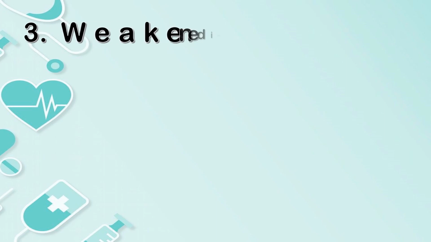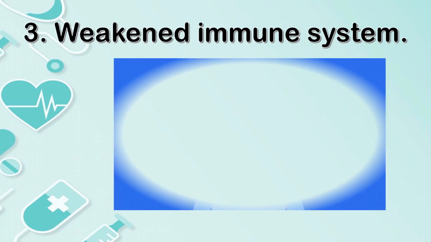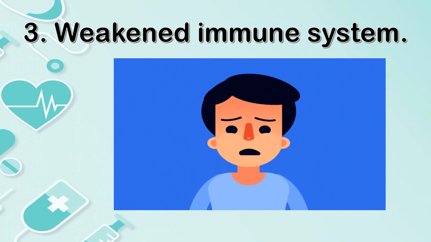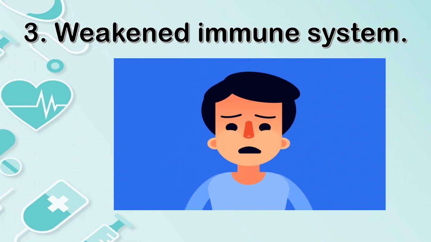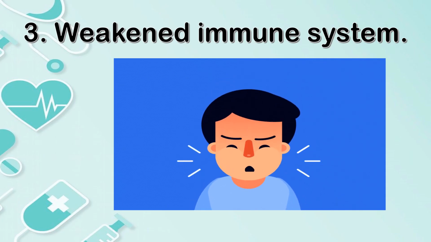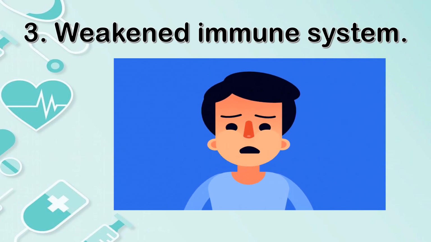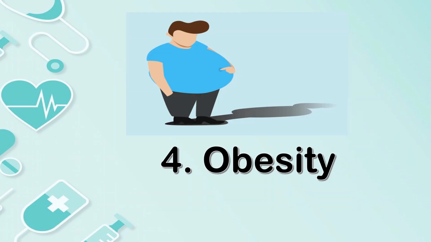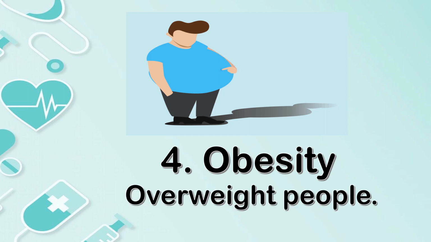Number 3, weakened immune system. A healthy immune system fights the germs that cause the disease. If we have a weakened immune system, you may need to take extra precautions to avoid the virus that causes COVID-19. Number 4 is obesity, those who are overweight. Having obesity increases the risk of severe illness from COVID-19, and obesity is linked to impaired immune function.